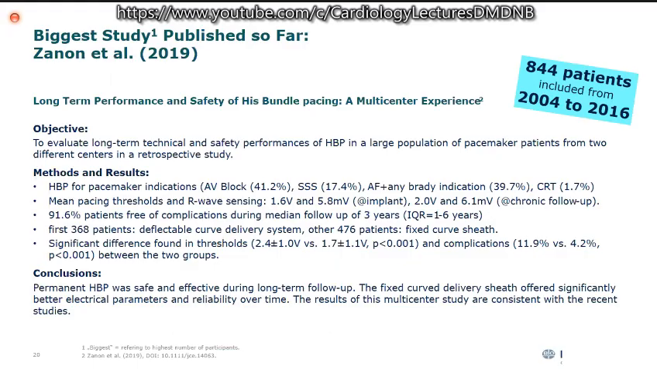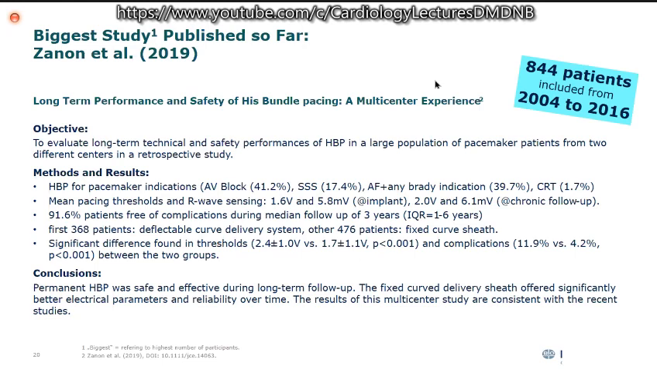This is the biggest study published so far by Sharma in 2019, which looked at the long-term performance and safety of His Bundle pacing, a multi-center experience. It had data from 844 patients from 2004 to 2016, and they concluded that permanent His Bundle pacing was safe and effective on long-term follow-up. This is the biggest study published so far.